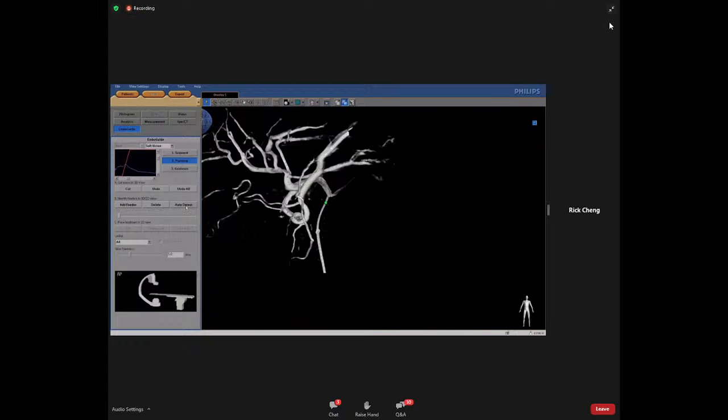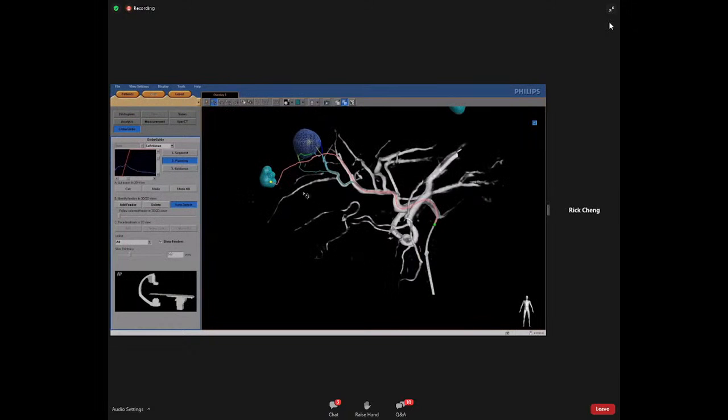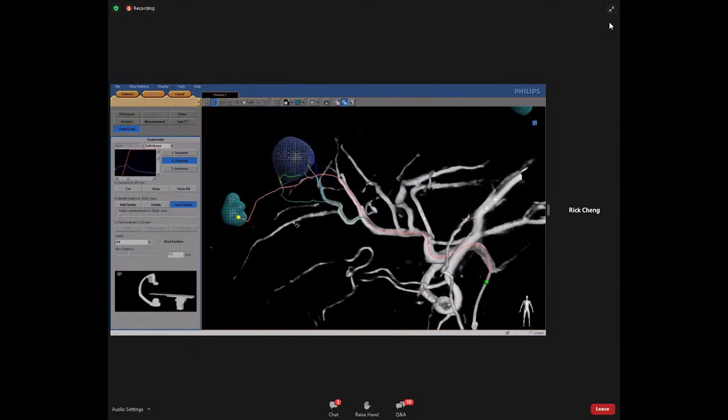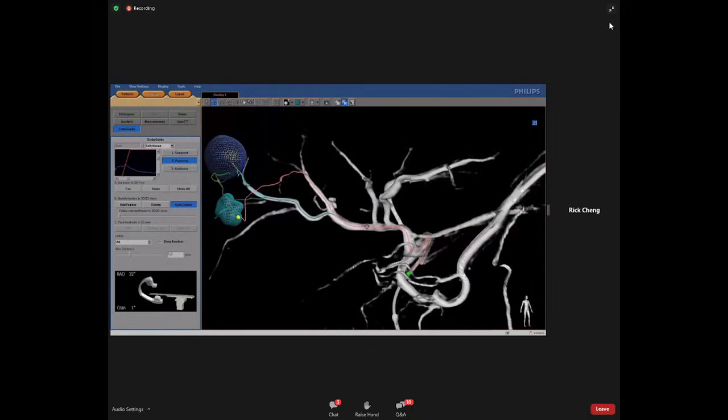Now that both the tumors and the catheter positions are defined, EmboGuide is able to determine the feeder paths. Select Auto Detect to find the feeder paths from the catheter to the identified tumors. As you can see, the algorithm detects the feeders automatically.